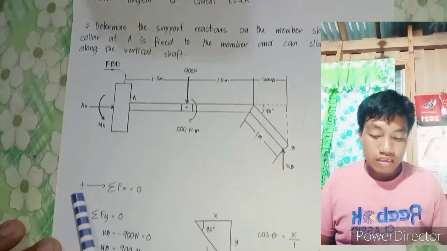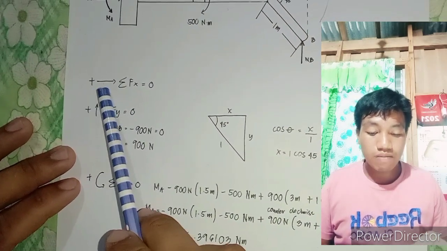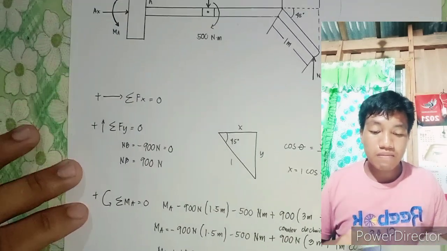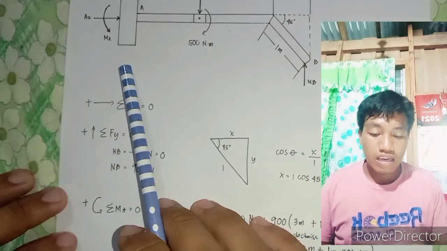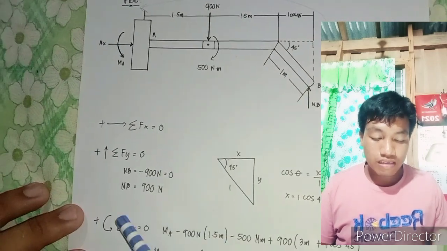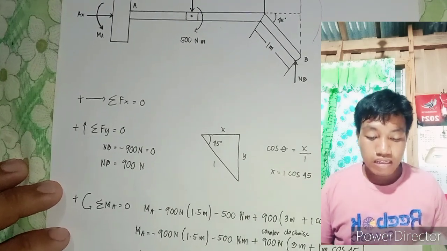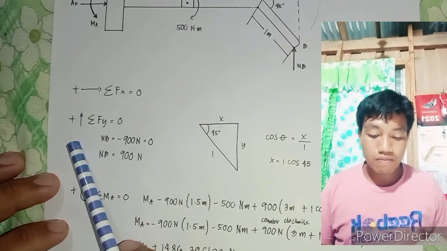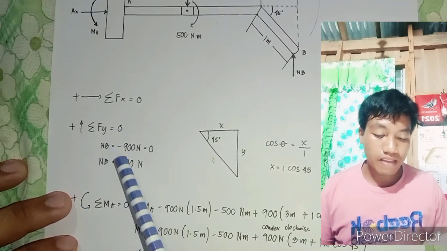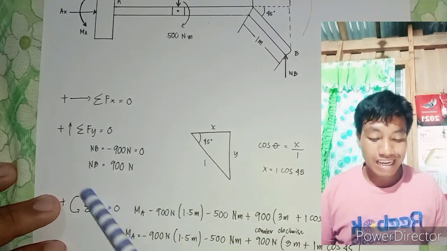Sign convention, positive going to the right, summation of Fx is equal to 0. AX is 0 because there are no given forces along AX. So we proceed to summing forces along Fy. Sign convention, positive going up, summation of Fy is equal to 0. NB minus 900 Newton is equal to 0. Moving to the other side, it becomes 900.